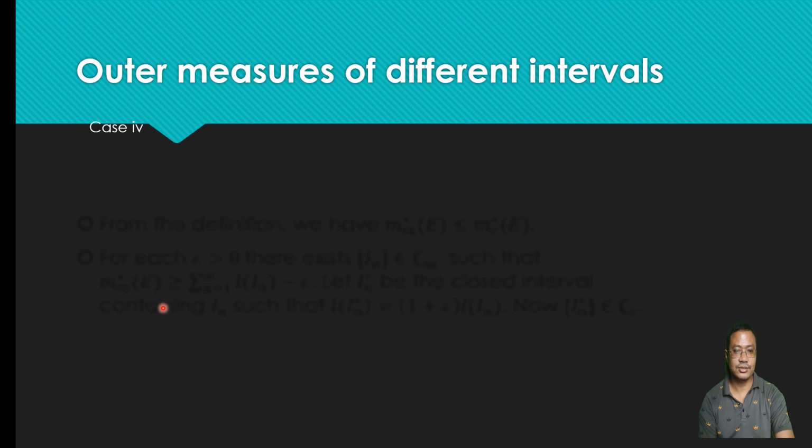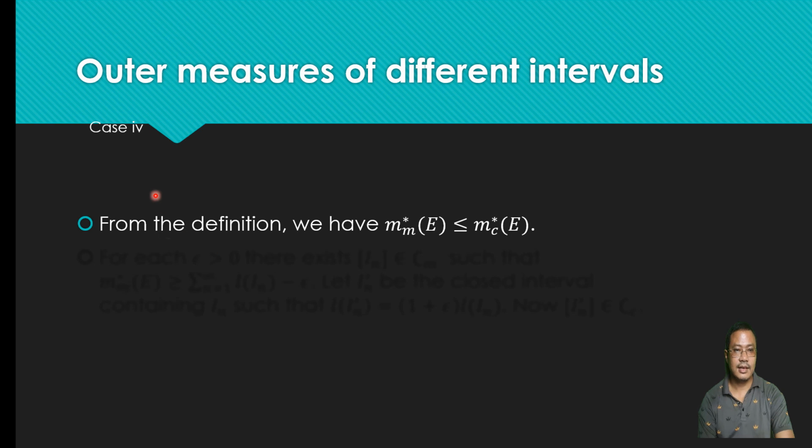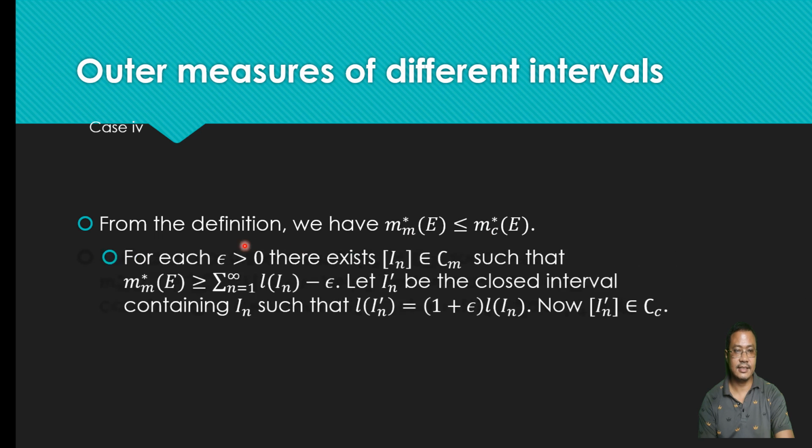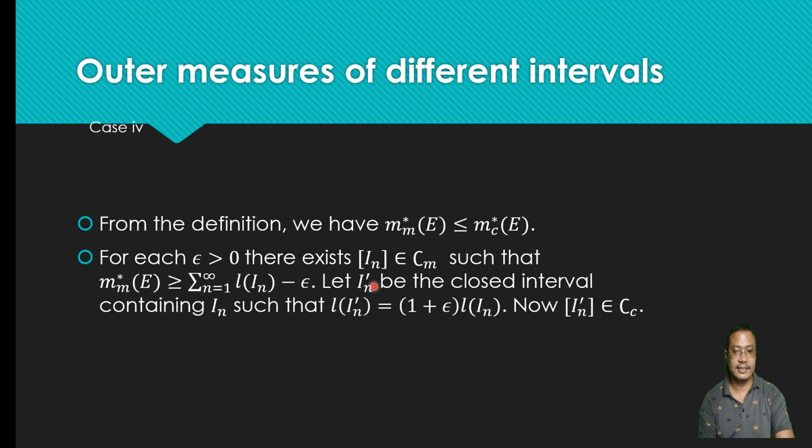So case number 4. From the definition we have m star of E will be less than or equal to m star of C_E. Alright, so for each epsilon there exists a cover I_n in C_M such that m star of M_E will be greater than or equal to the summation, n going from 1 to infinity, of the length of the interval minus epsilon. Here also we can find a new interval I_n prime, and it is a closed interval, and you can make it a bigger one containing I_n, and also the length of the new interval is exactly equal to 1 plus epsilon times the length of the whole interval.